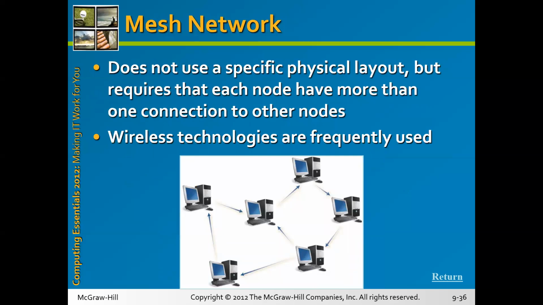Mesh network. A mesh network is a local area network topology in which the infrastructure nodes connect directly, dynamically, and non-hierarchically to as many other nodes as possible and cooperate with one another to efficiently route data to and from clients. It does not use a specific physical layout, but requires that each node have more than one connection to other nodes. Wireless technologies are frequently used.